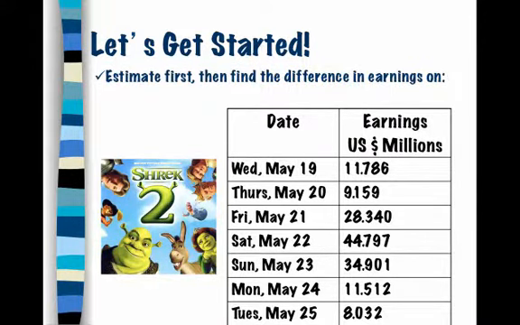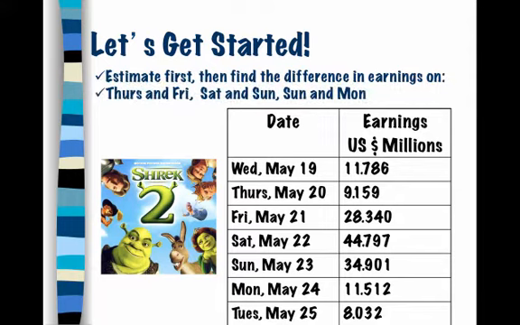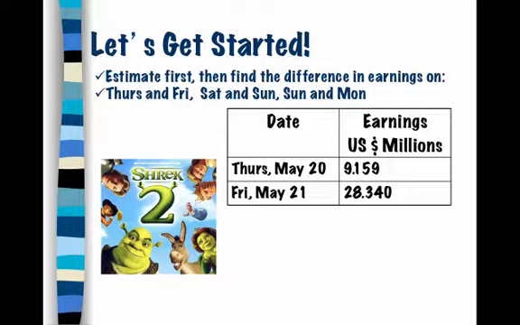Couple more to go here. Estimate first, then find the difference in earnings on Thursday and Friday, Saturday and Sunday, and Sunday and Monday. We do the same strategies as before. So Thursday and Friday, we add these up. That's going to be 9 plus 28, looking at front end estimation.